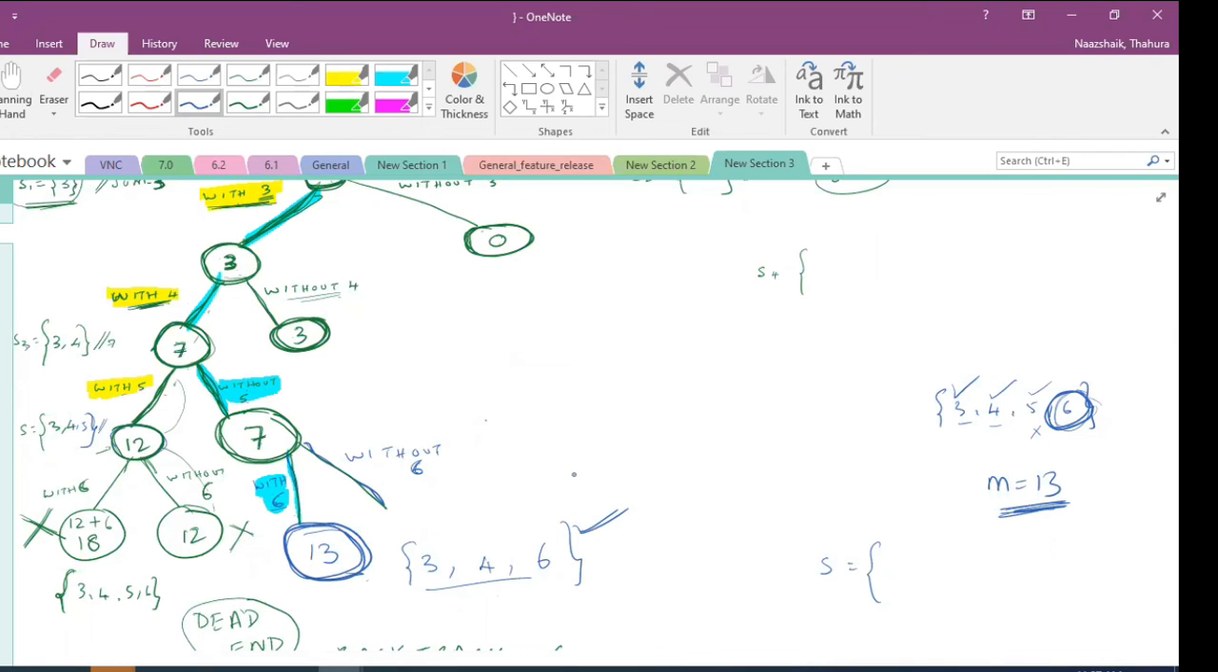Let's quickly do the test and we can stop the class. So without 6, what will the answer be? 7, right? And this doesn't match, so this is not a right answer. Okay, so now we finished everything.